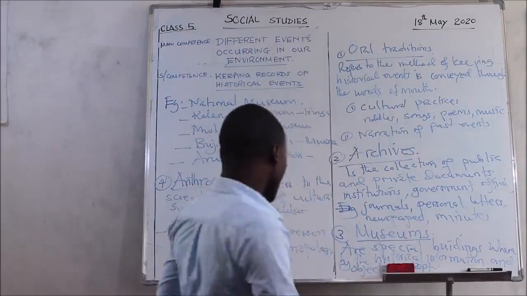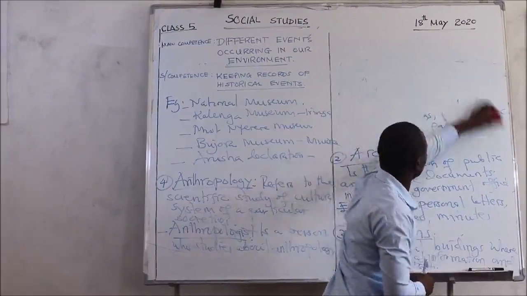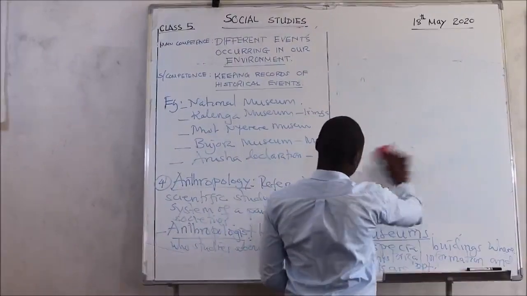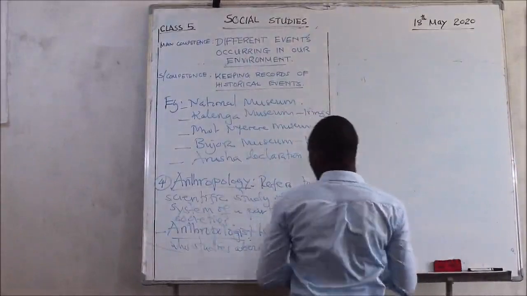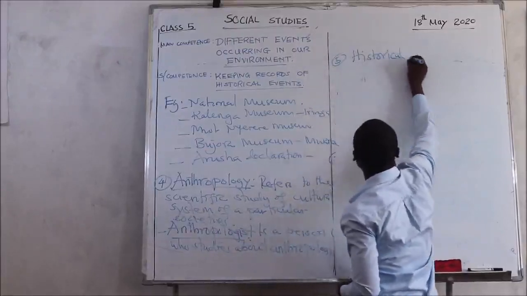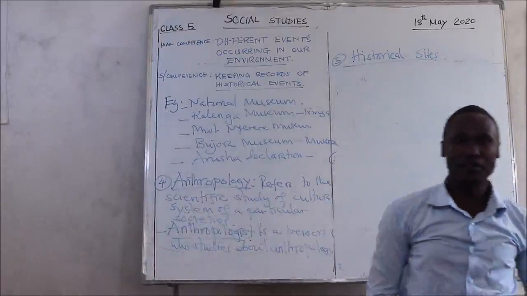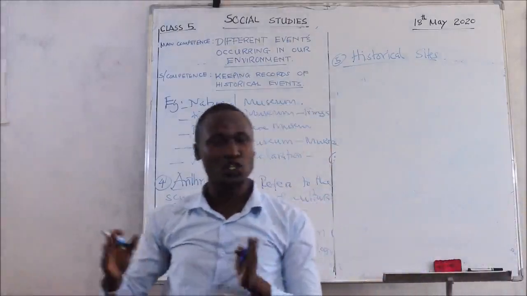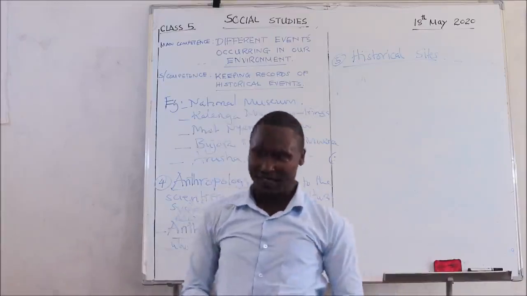Another method which is used to record historical events, number 5, is known as historical sites. Now, a historical site refers to the place whereby past human activities took place, or past human activities are found there. That is the meaning of historical site. And you have plenty of examples of historical sites in our country.